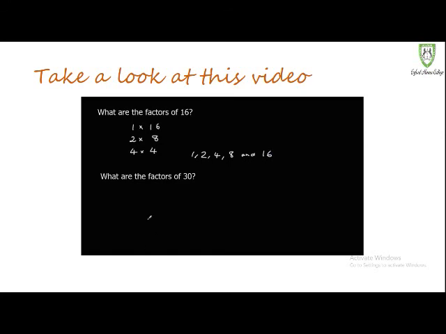The factors of 30. I can have 1 times 30, 2 times 15, 3 times 10. It is not in the 4 times table, but it is in the 5 times table. 5 times 6. I've already got 6, so that means there are no more. So the factors of 30 are 1, 2, 3, 5, 6, 10, 15, and 30.